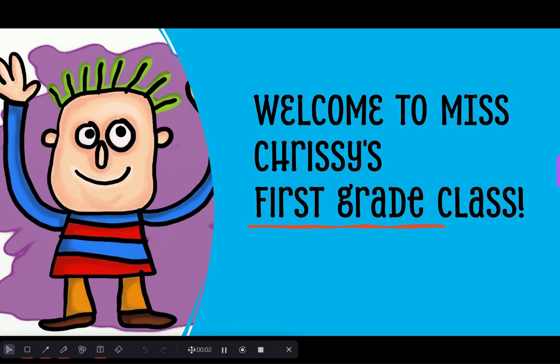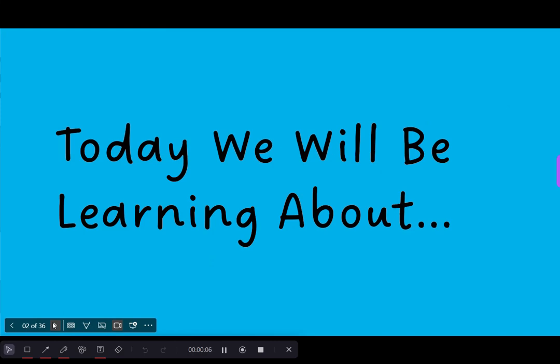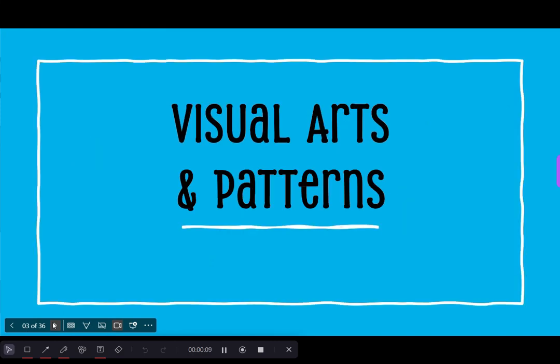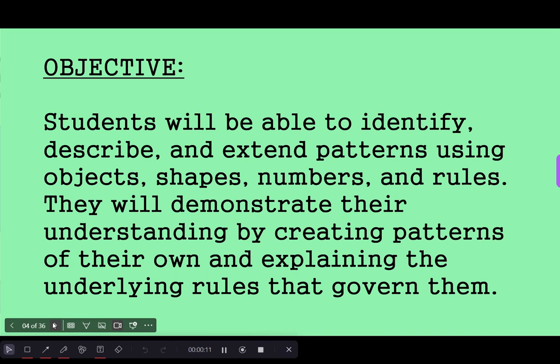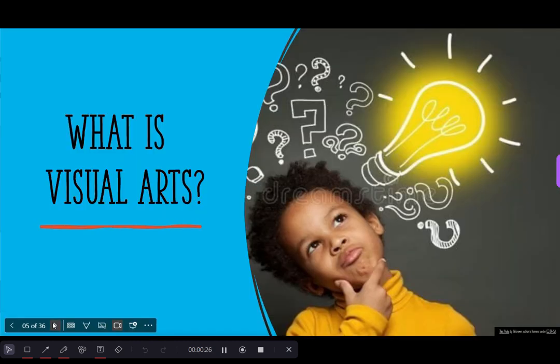Welcome, class. My name is Miss Chrissy, and today we will be learning about visual arts and patterns. So, the objective is students will be able to identify, describe, and extend patterns using object shapes, numbers, and rules. They will demonstrate their understanding by creating patterns of their own and explaining the underlying rules that govern them.